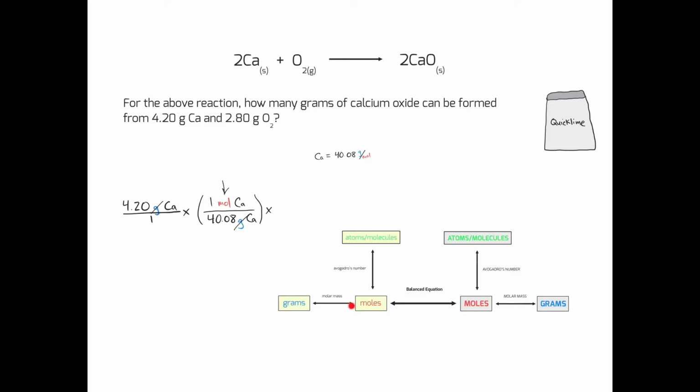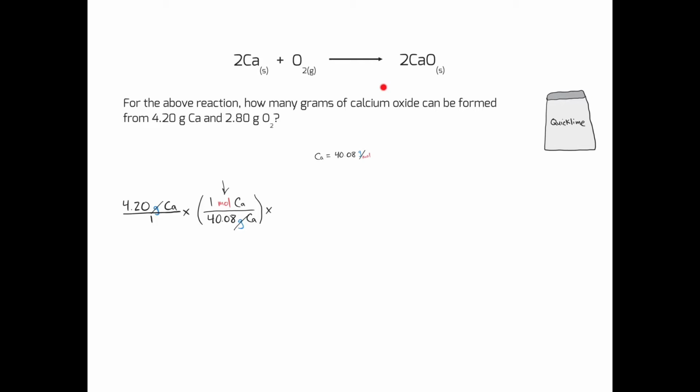So now we have moles of calcium, which means we need to use the balanced equation to convert from moles of calcium to moles of calcium oxide. Looking at our balanced equation, we can see that we have 2 moles of calcium for every 2 moles of calcium oxide. We set up our conversion factor so we have moles of calcium on bottom to cancel with our moles of calcium on top. So these moles and these moles cancel. Now we have moles of calcium oxide.